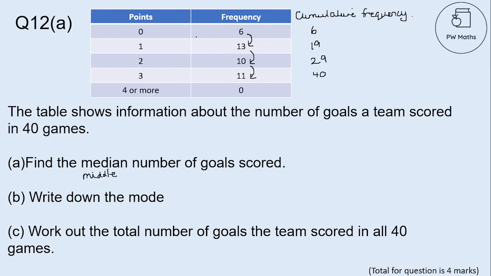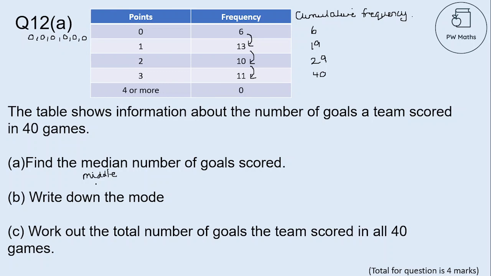What this is basically saying is that 6 times the team scored no points. If I was going to write this out the long way, I would write 1, 2, 3, 4, 5, 6. That's what this part of the table is representing. 13 times the team scored 1 point. 10 times the team scored 2 points. 11 times the team scored 3 points. If I was to write this out the long way, there'd be lots of pieces of data flying about the page, well, 40 pieces of data. So it's a nice way of keeping the data ordered by writing it in this table.